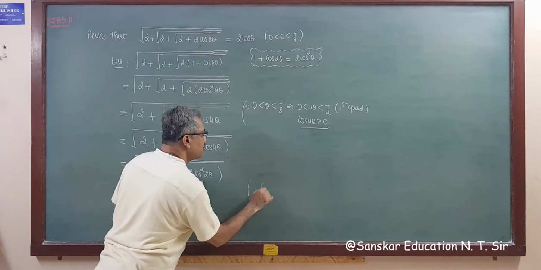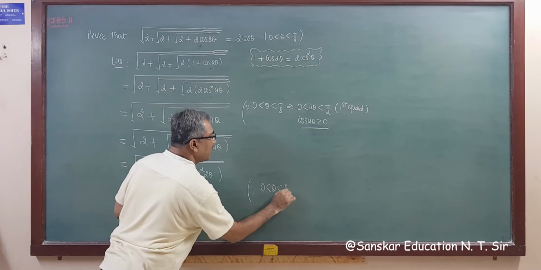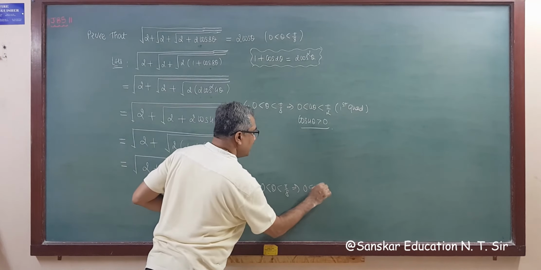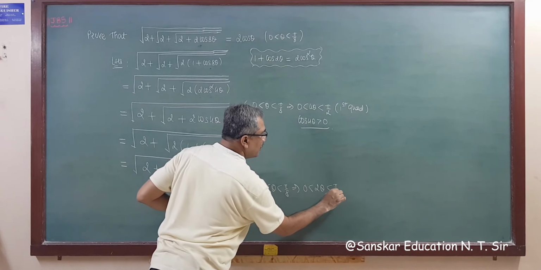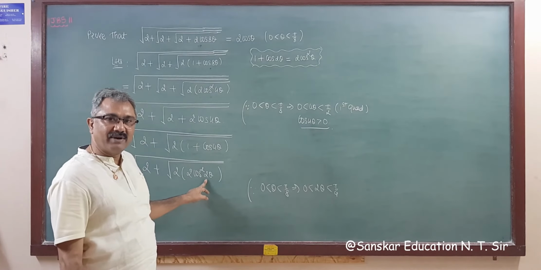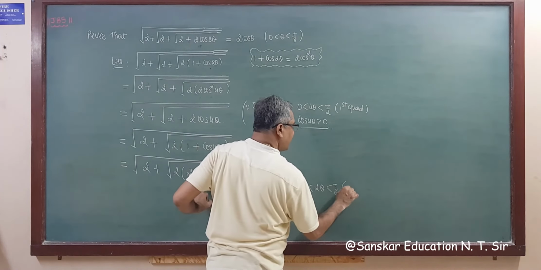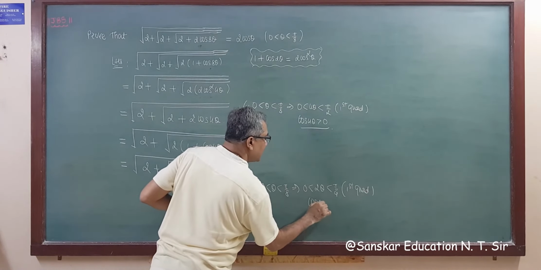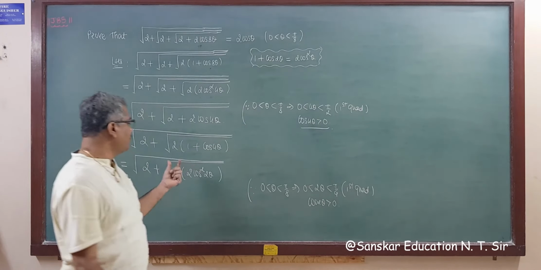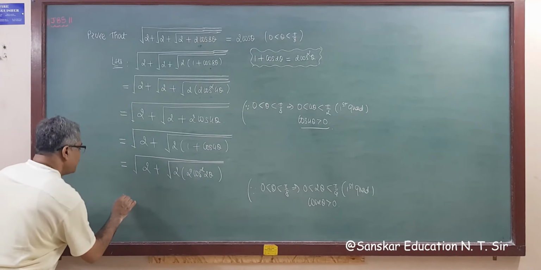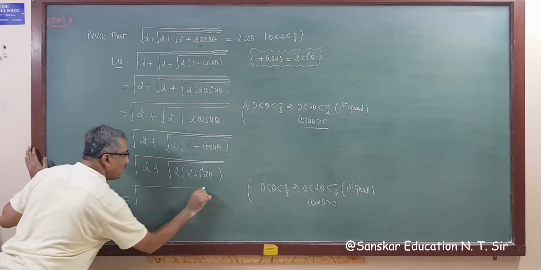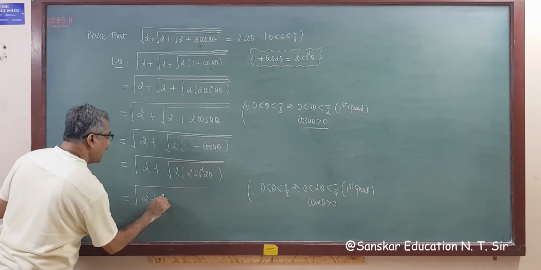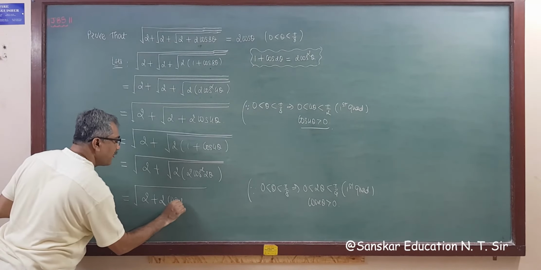Again the reason is 0 is less than theta is less than pi by 8. If we multiply by 2, then 0 is less than 2 theta is less than pi by 4. So again in first quadrant, 0 to pi by 4, that is 45 degrees, and in first quadrant cos is positive, so cos 2 theta is greater than 0. So no need to take a negative square root. So this will be square root of 2 plus square root of 2 into 2, square root of 4 is 2, and cos square theta is cos 2 theta.